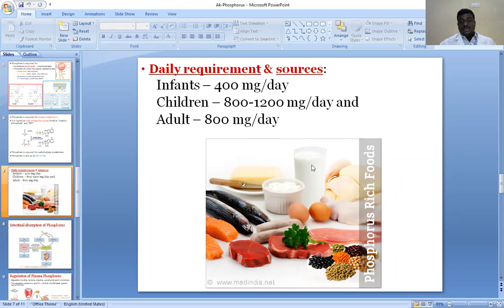Among the sources, milk and milk products have a high amount of phosphate, as casein, the milk protein. Casein is a phosphorus containing protein. Some amount of phosphate is present in seafoods and non-vegetarian foods. Eggs also contain phosphorus. Some leafy vegetables contain phosphorus. Some cereals, some legumes, and some seeds all contain phosphorus. These are the different sources.